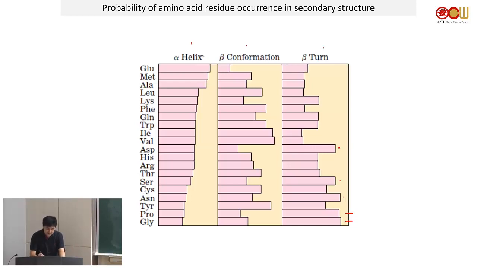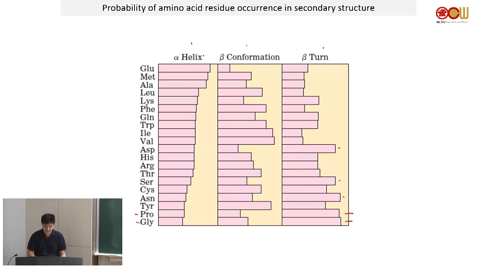Now, in the alpha helix, what you notice is that you don't have proline and glycine as much, because proline and glycine are the two really awkward amino acids that mess up your structure. Proline is very restricted in angle, and glycine is too free with the angle because it does not have an R group. The R group is just a hydrogen, so it's too free.